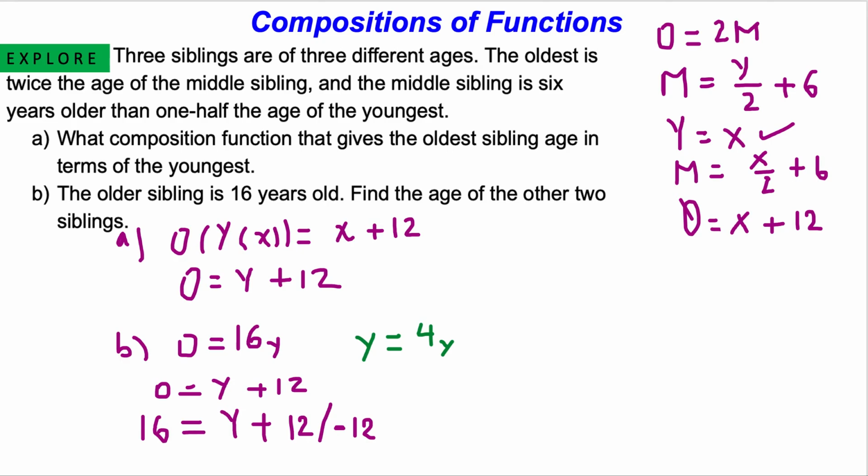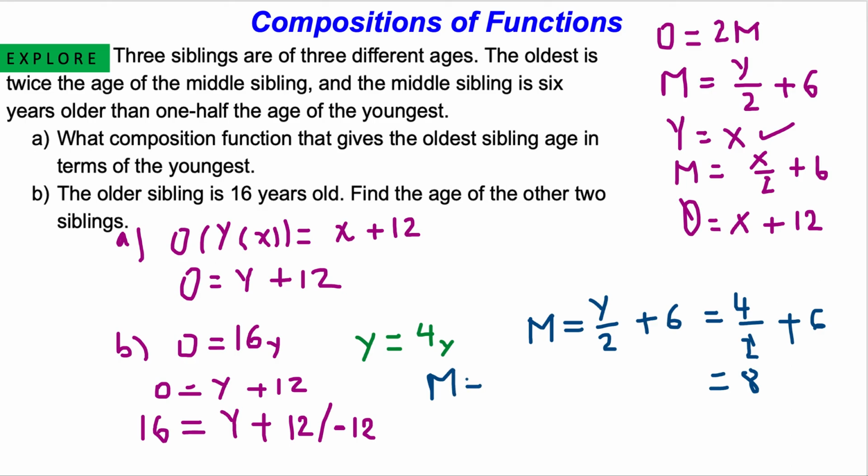And now we are going to find the middle one. The middle one is equal to half of the youngest age, plus 6 years old, plus 6. And this is going to be equal to 4 divided by 2, plus 6. So 4 divided by 2 is 2, plus 6 is 8. So this is going to be equal to 8. Therefore, the middle sibling is going to be 8 years old.